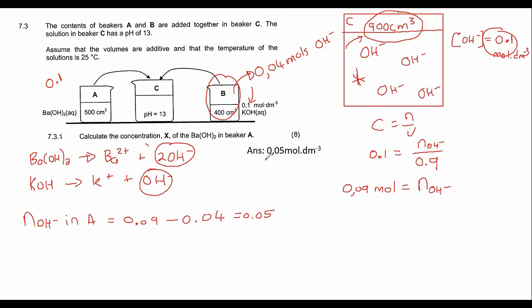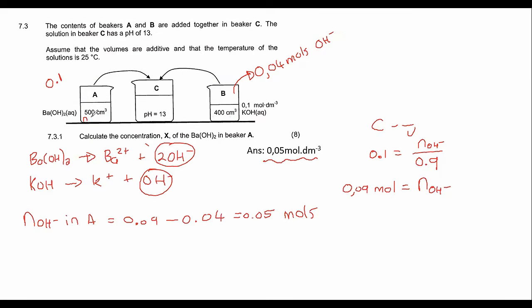That's not the answer. That's moles, not concentration. Okay, and that's how many moles of OH minus we have in this container. So this is the moles of OH minus equals 0.05. So that's not the answer yet, guys. So now we know how many moles there are inside here. But the original question is asking us, calculate the concentration of the barium hydroxide. So they want to know what is the original concentration of the barium hydroxide.